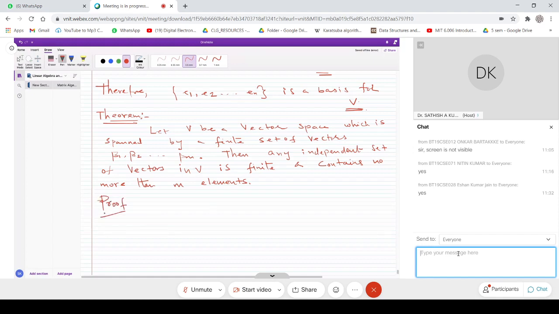So we'll take S as a subset of V. It is sufficient to prove that S is a subset of V which contains more than m elements.